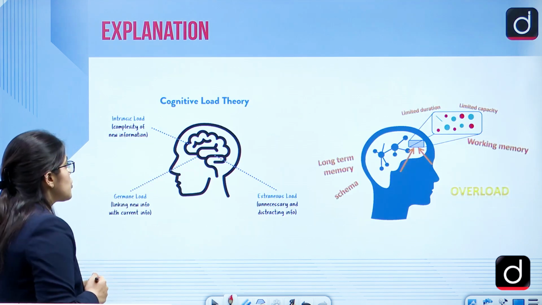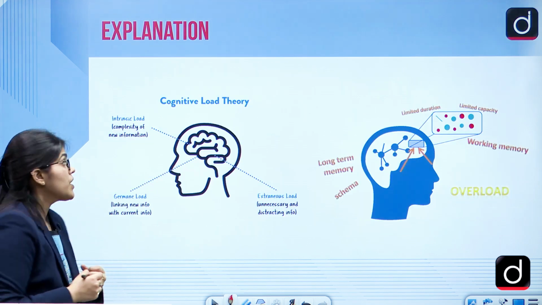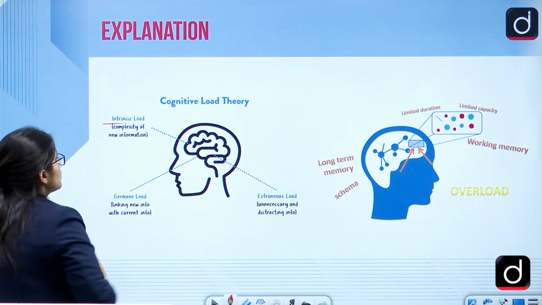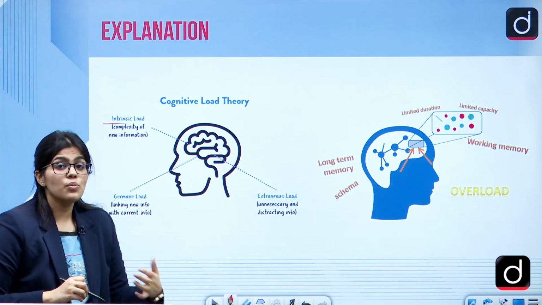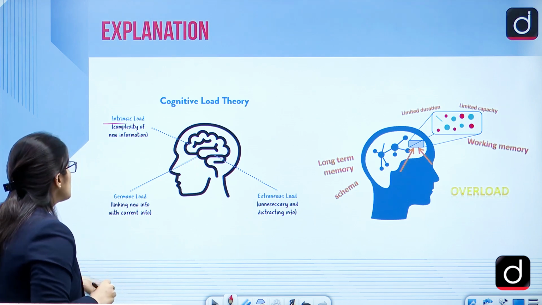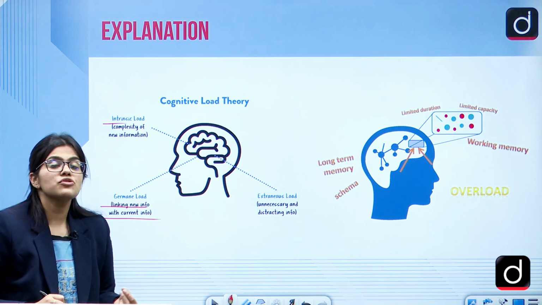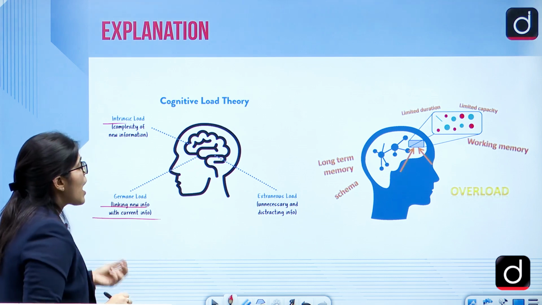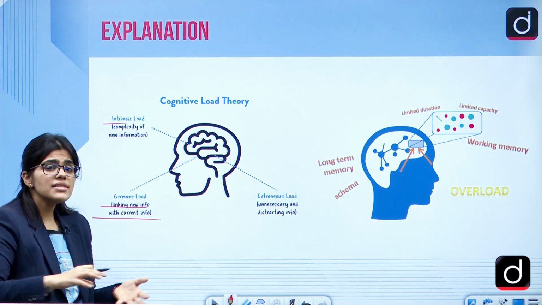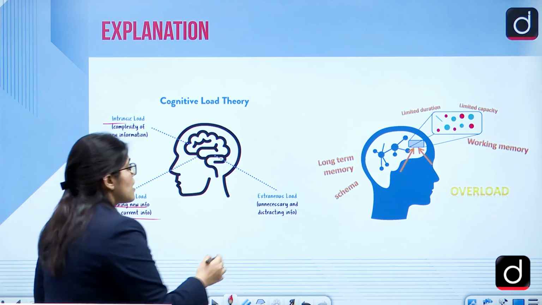So I'll show you a picture. This is the cognitive load theory. Here you have the intrinsic load. The complexity of the new information will determine your intrinsic load. Germane means linking of the new knowledge with the current information that you already have. Then you have the extraneous load, the unnecessary things and the distractions that come into play.